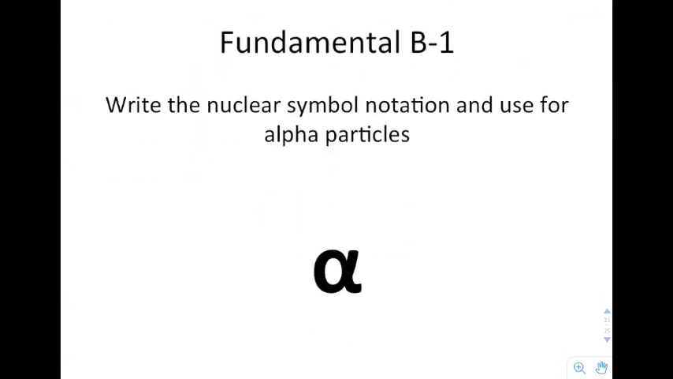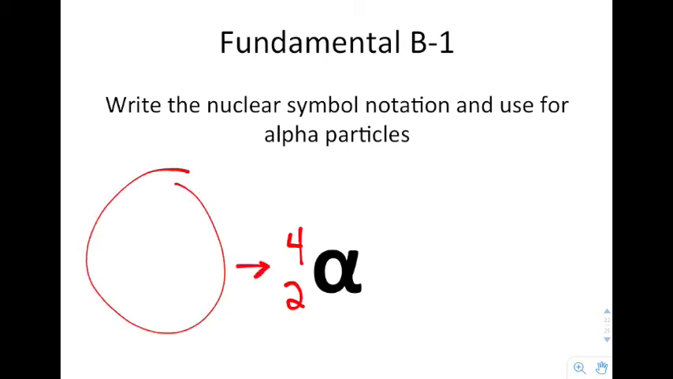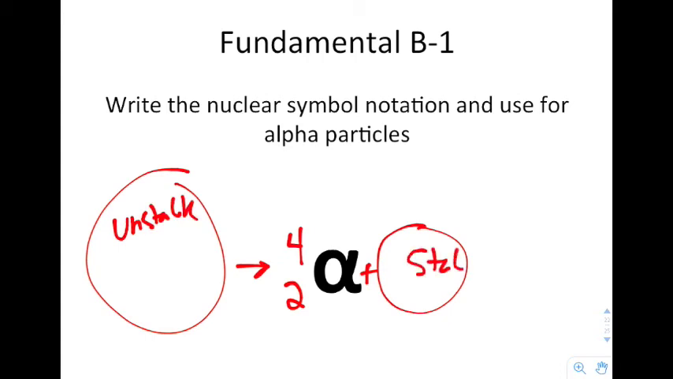So it says write the nuclear symbol notation used for alpha particles. Now, alpha particles are alpha, 2, 4. And what they are is a naturally occurring process in which large molecules can go to slightly smaller molecules plus an alpha particle. So it helps stabilize elements because you have a large unstable element that actually goes into a smaller stable element.